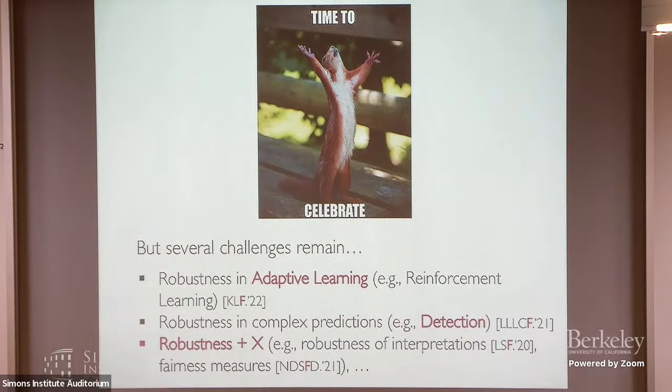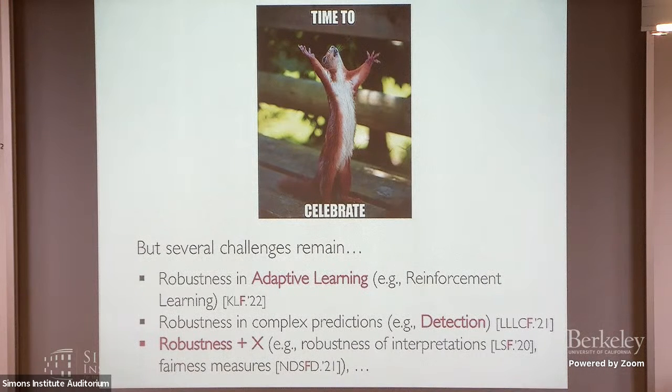So you can also look at robustness in other complex prediction tasks, for example, in detection, where your output is not a single label, or robustness beyond labels, like interpretation or fairness or other measures.